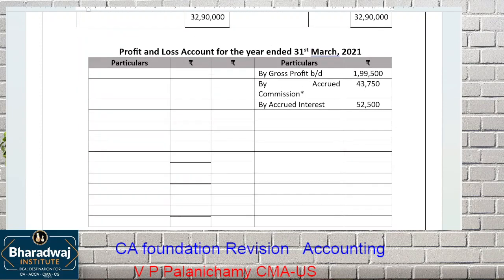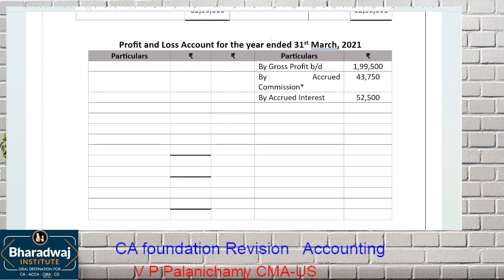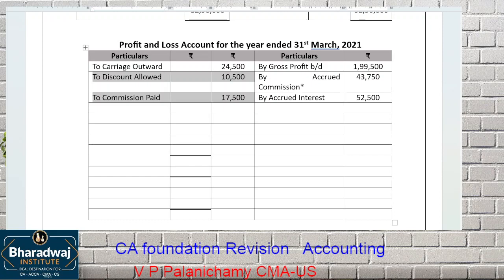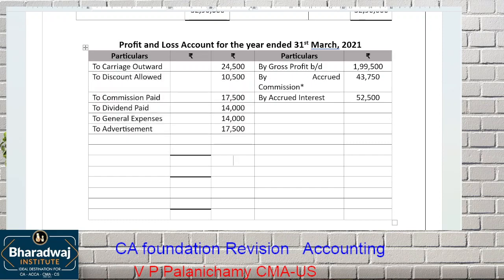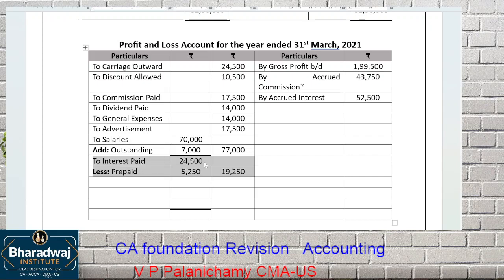Then charge all the expenses. Carriage outwards, discount allowed, commission paid, dividend paid, general expenses, advertisement, charge all the expenses. Salary plus outstanding salary. Interest paid minus prepaid interest.